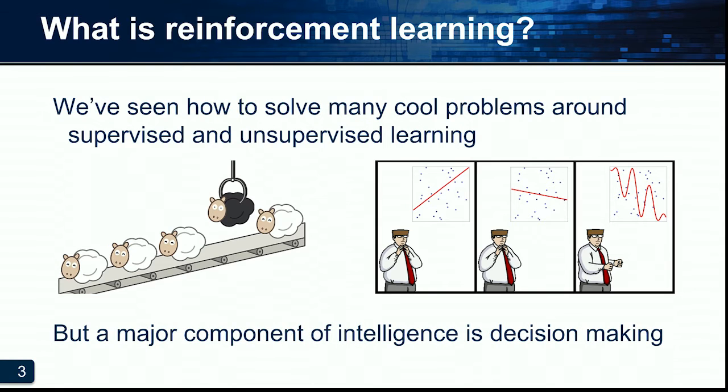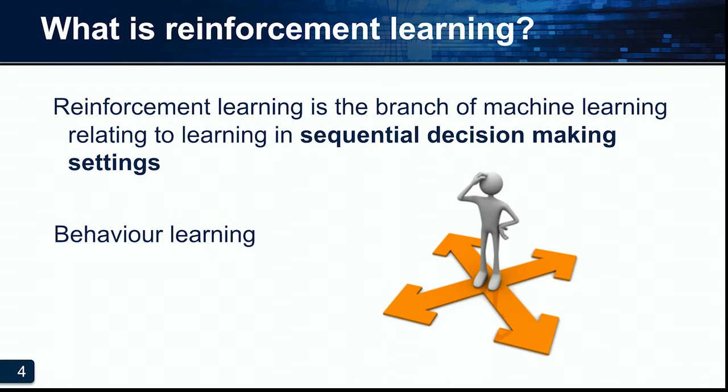But actually, a major component of intelligence is decision making. And that's something that we haven't spoken about much yet. Reinforcement learning actually aims to address this problem. And this is the branch of machine learning that is all about making sequential decisions. In some environment, you want to repeatedly make different decisions over time. And you can think of this in a sense as learning behaviors.